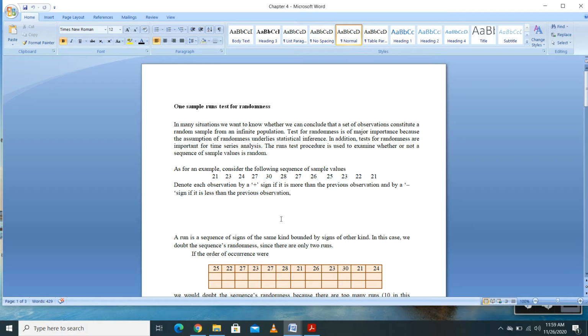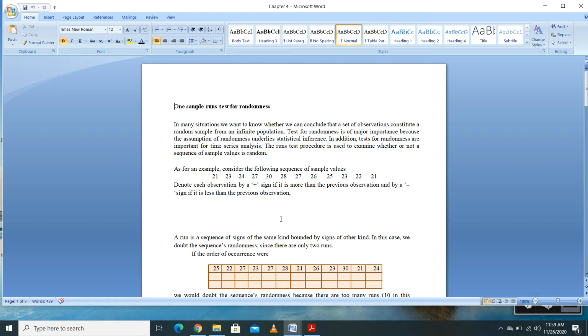Assumption, that is, we require random data. So if you have a small sample and you have to satisfy an assumption of randomness, you can use this one sample runs test in order to check whether your sample is a random sample or not, right? So let's see how we are going to conduct this test.